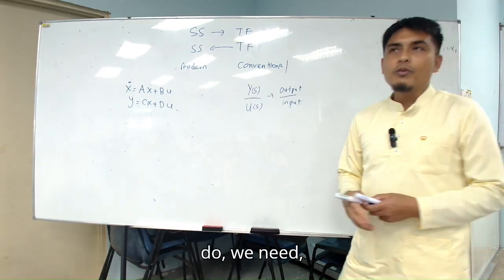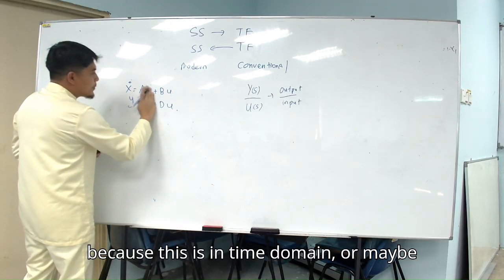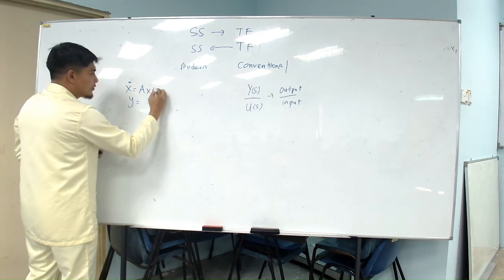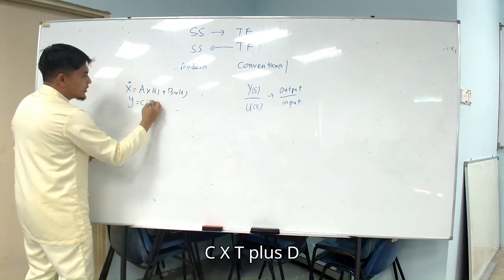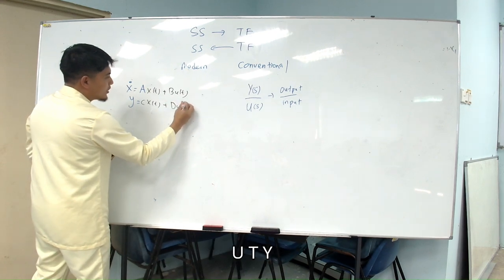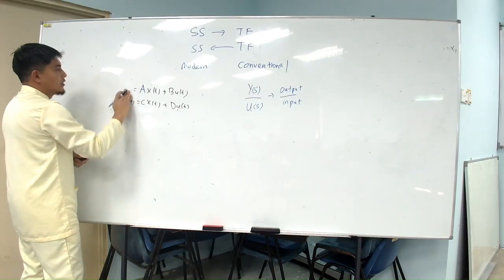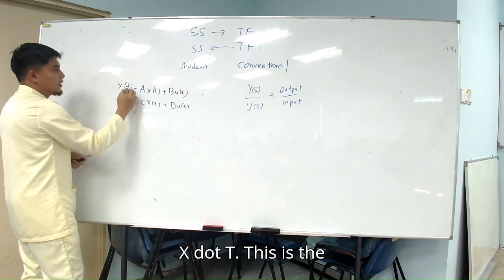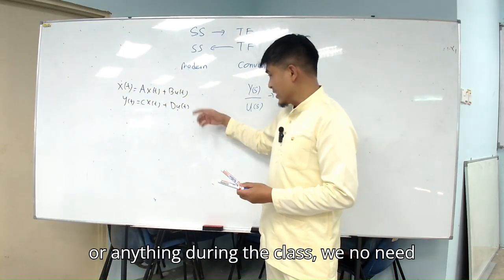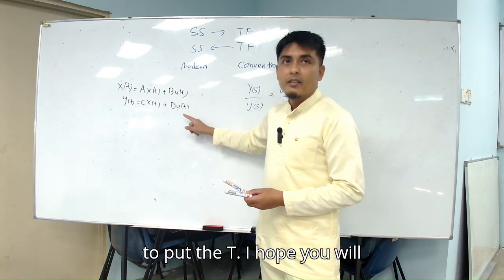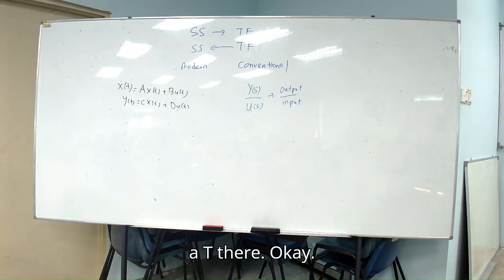So what we need to do, because this is in time domain, or maybe I can write in time domain, x dot t equals Ax(t) plus Bu(t), y(t) equals Cx(t) plus Du(t). This is the correct form. However, in exam or anything during the class, we don't need to put the t. I hope you will automatically know that actually there is a t there.